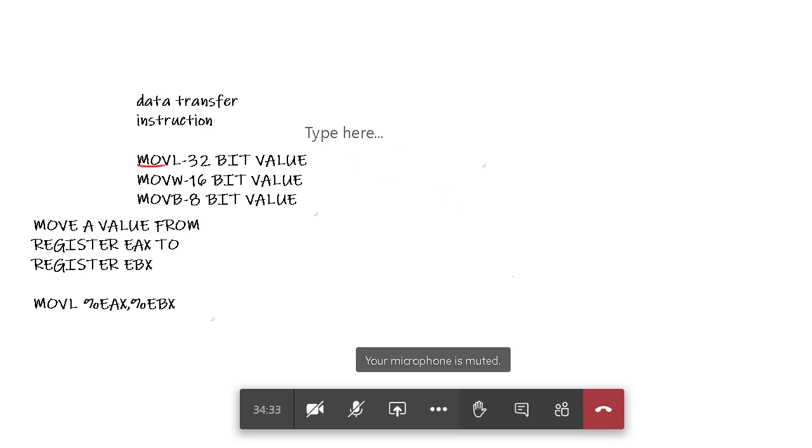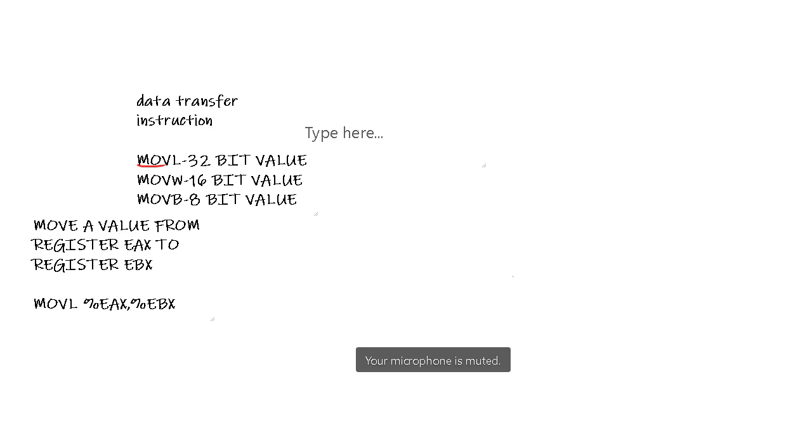Suppose the question is: move a 32-bit integer value to the ECX register. Okay, so now as the question says, we have to move a 32-bit value.